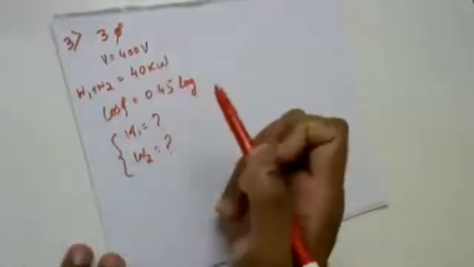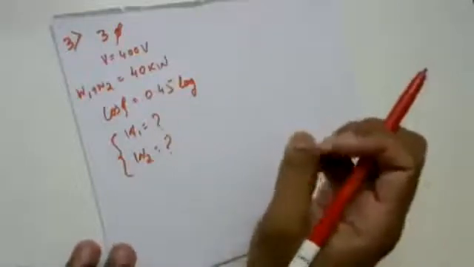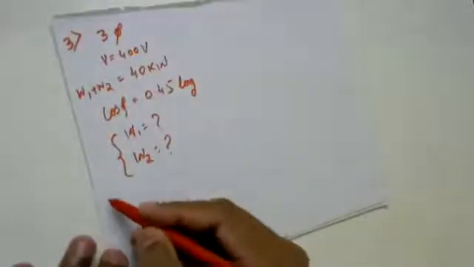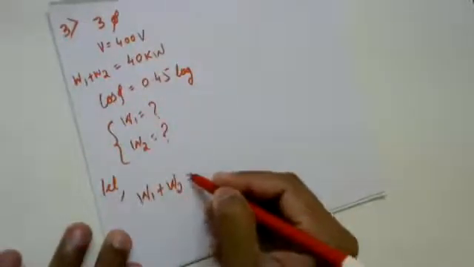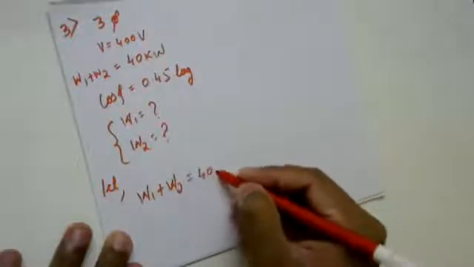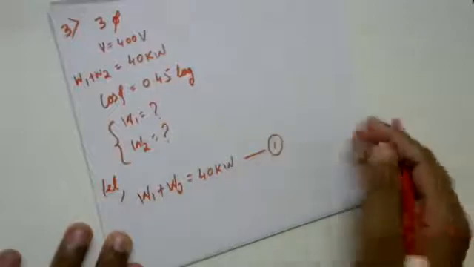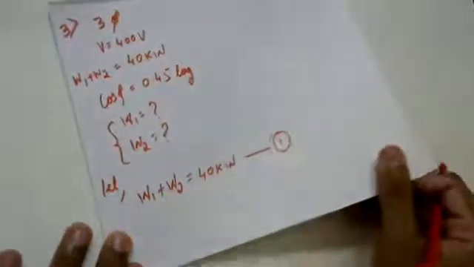Now since you have written the given part, I can write the equation. Since we know the total input drawn by the circuit, let W1 plus W2 be equal to 40 kilowatts. I'll call this equation number 1. With respect to the wattmeter readings, I have only one equation so far. Other than that, I don't have any other equation. That is the equation for power factor, cos phi.